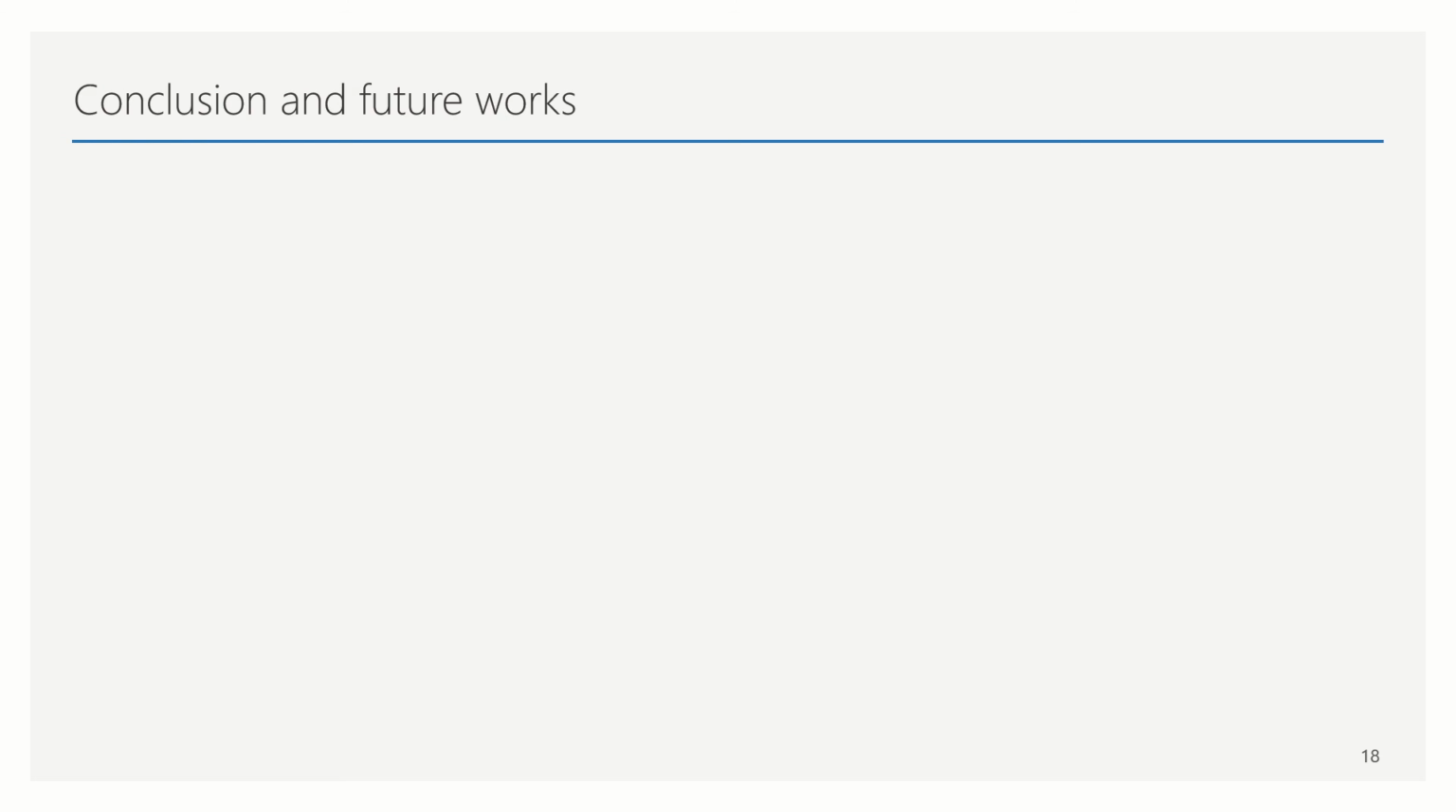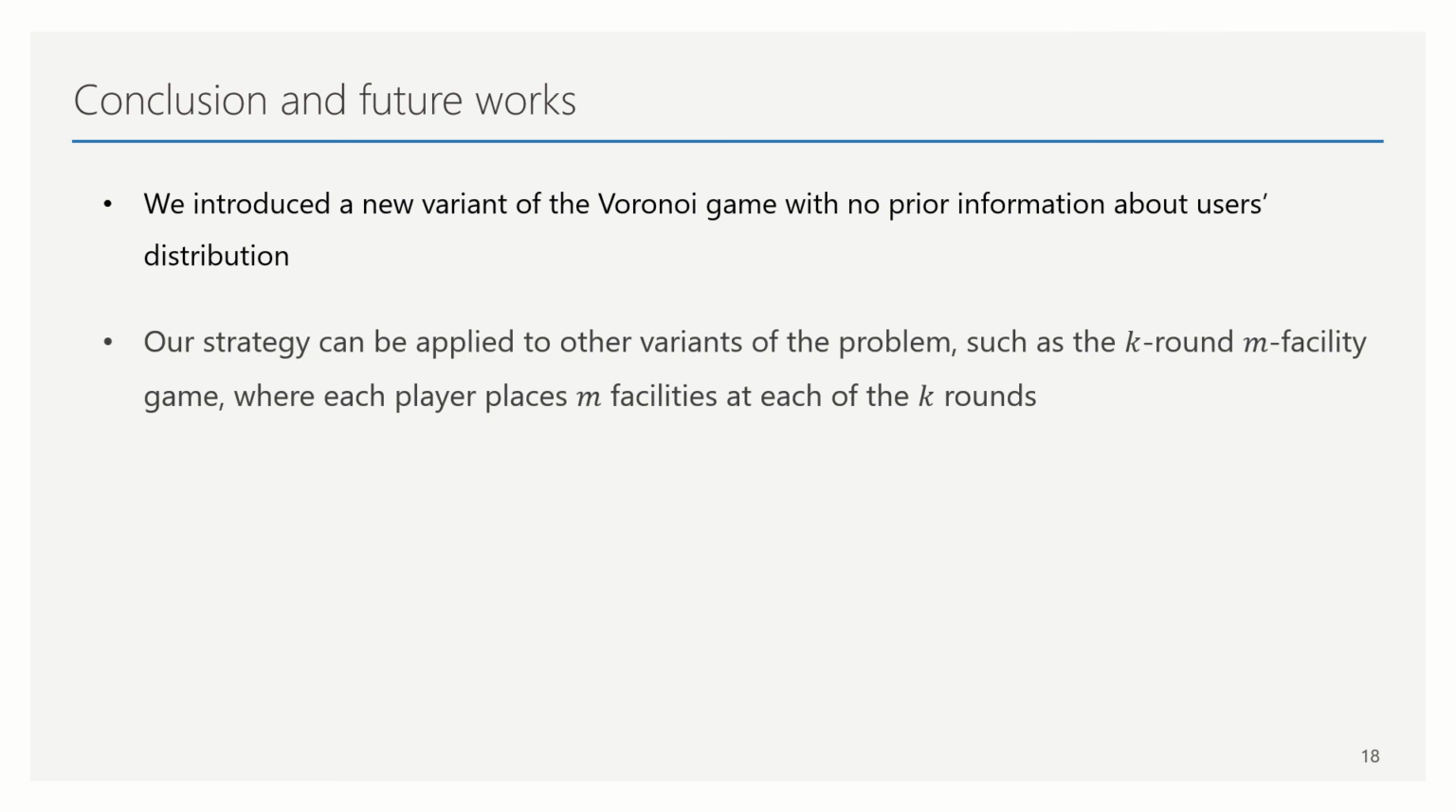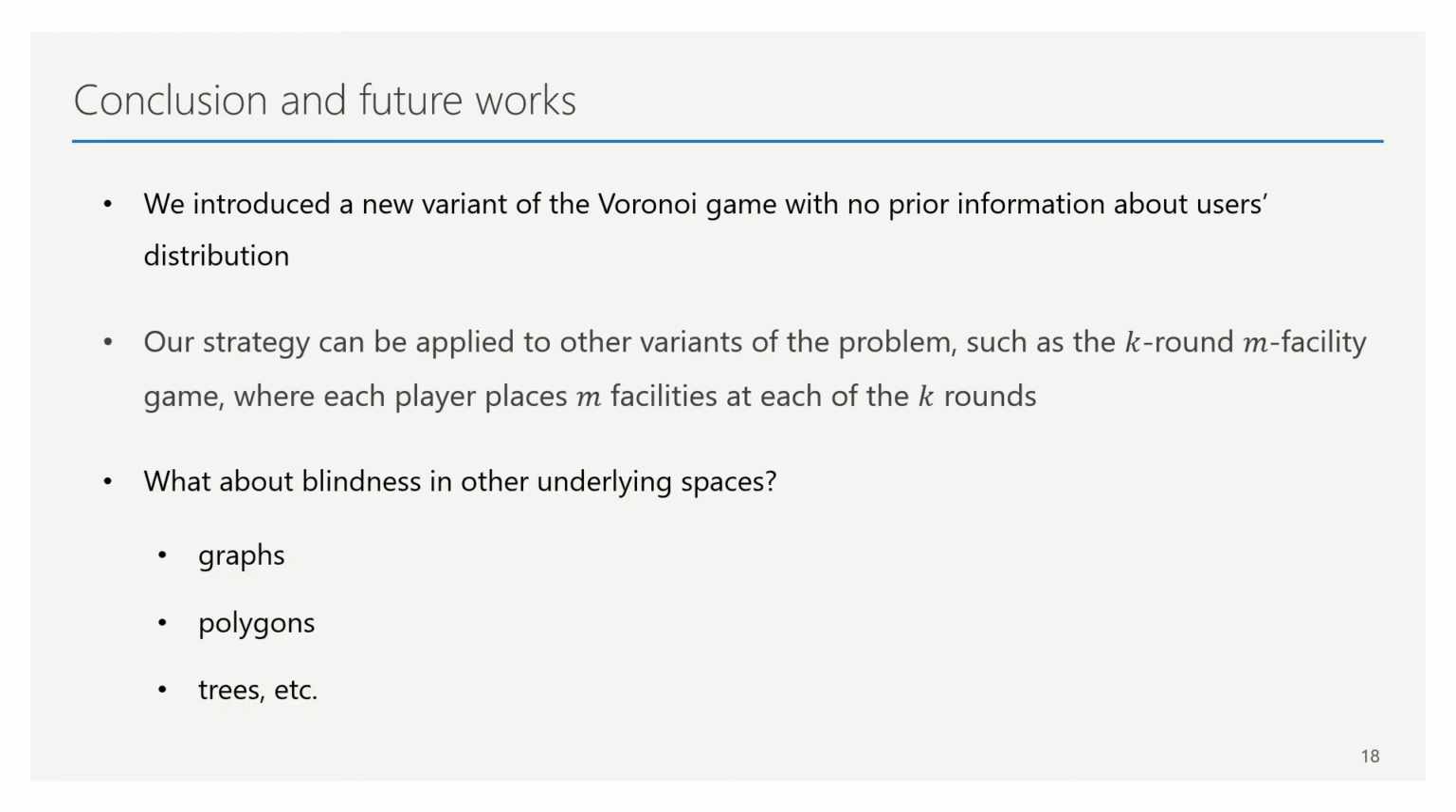In sum, we introduced a new version of the Voronoi game by looking at the level of the players' information about the users' distribution. Our strategy can be applied to other versions of the problem, like the k-round and k-facility game. And as for future work, looking at the problem in other spaces, such as graphs and polygons, can be exciting.